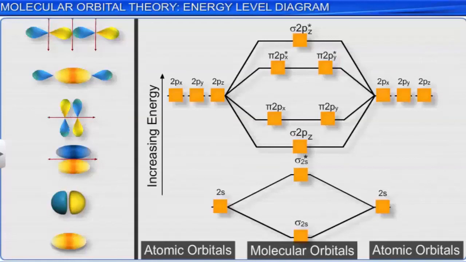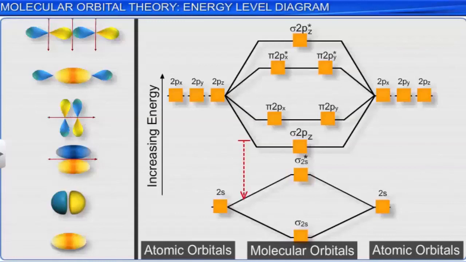Thus, the interaction between the valence shells of 2 oxygen atoms leads to the formation of 8 molecular orbitals: sigma 2s, sigma star 2s, sigma 2p, sigma star 2p, pi x, pi y, pi star x and pi star y. Due to the difference between 2s and 2p atomic orbitals, the resultant molecular orbitals sigma 2s and sigma star 2s lie below the other 6 orbitals.